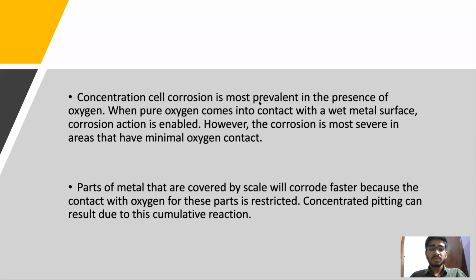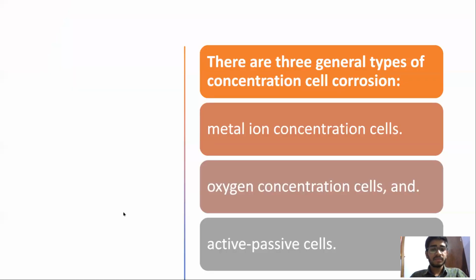Concentration cell corrosion is most prevalent in the presence of oxygen. When pure oxygen comes into contact with the wet metal surface, corrosion action is enabled. However, the corrosion is most severe in areas that have minimum oxygen contact. Parts of metal that are covered by scale will corrode faster because the contact with oxygen for these parts is restricted. Concentration pitting can result due to these cumulative reactions.